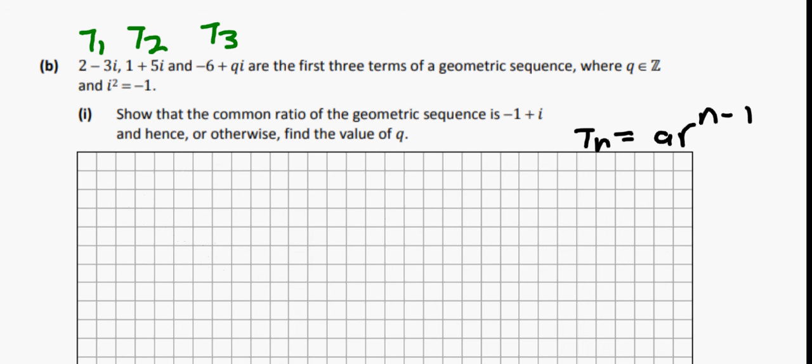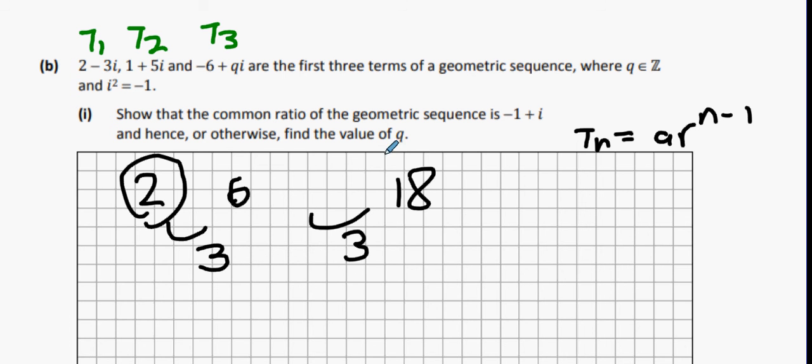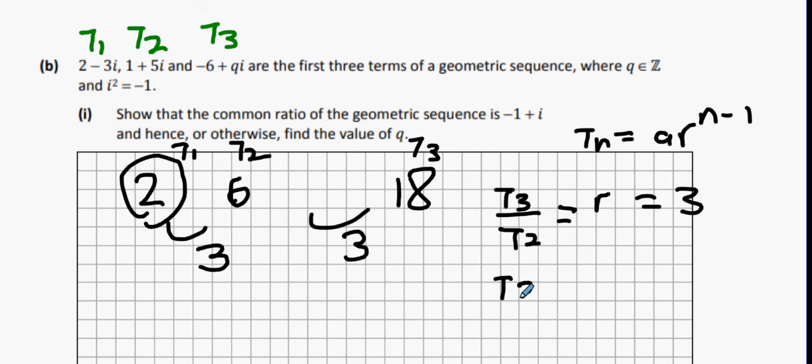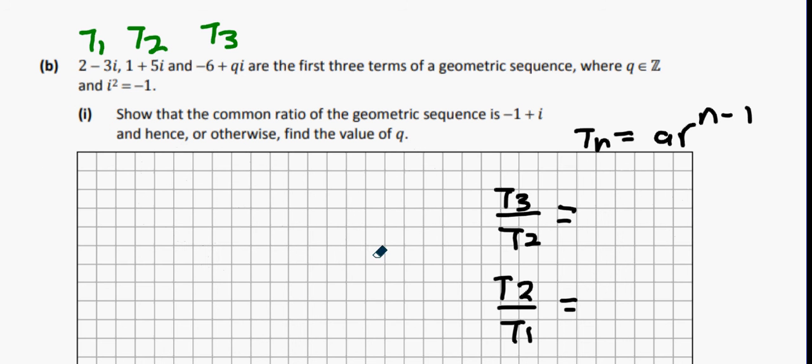Now, in geometric sequences, for example, this one here, T1, T2, and T3. T3 divided by T2 gives you the ratio R, which is 3. Or T2 over T1 also gives you the common ratio, which is also 3, because it'd be 6 over 2, and this one would be 18 over 6. Okay, so using that knowledge, we're going to use these two formulas to tell us information about the ratio.